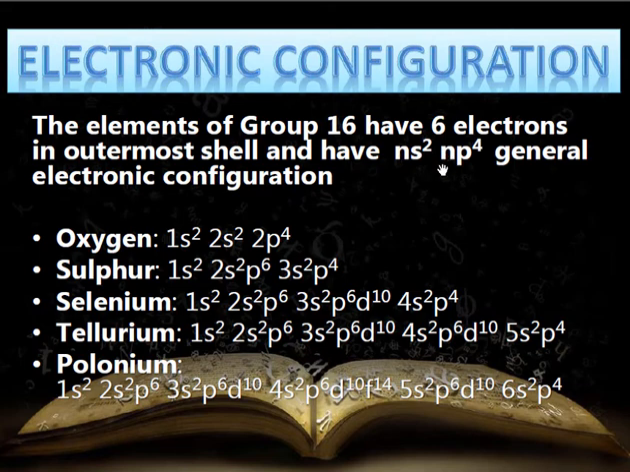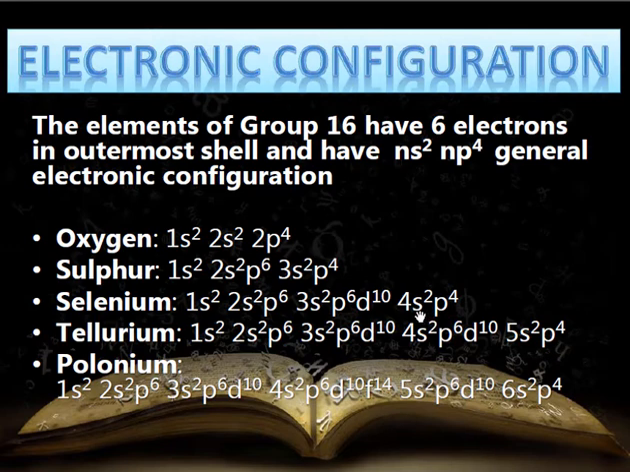Here you can see the n. The value of n is 2. It also satisfies ns2, here 2s2 and 2p4. Now it satisfies all these things. If any element satisfies all these, having 6 valence electrons and ns2 np4 configuration in the last shell, then this element resides in the p block.